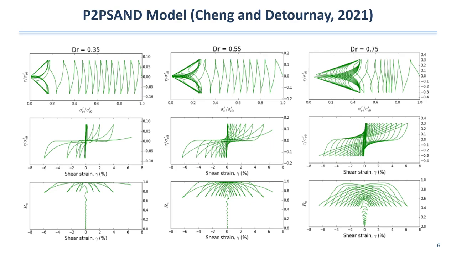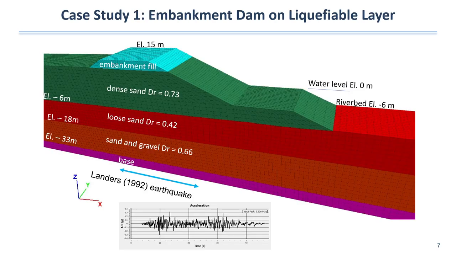So to start looking at the model, I would look at three case studies. The first case study is quite simple. That's the embankment dam on liquefiable soil. This 3D model actually is just a 2D model that we extrude in the out-of-plane direction. We make it a 3D model. So it's a kind of typical embankment going along the river, where we have a top, maybe a dense sand, with 20 meters of loose sand material, and below we have the sand gravel with medium relative density, and we have the base here.